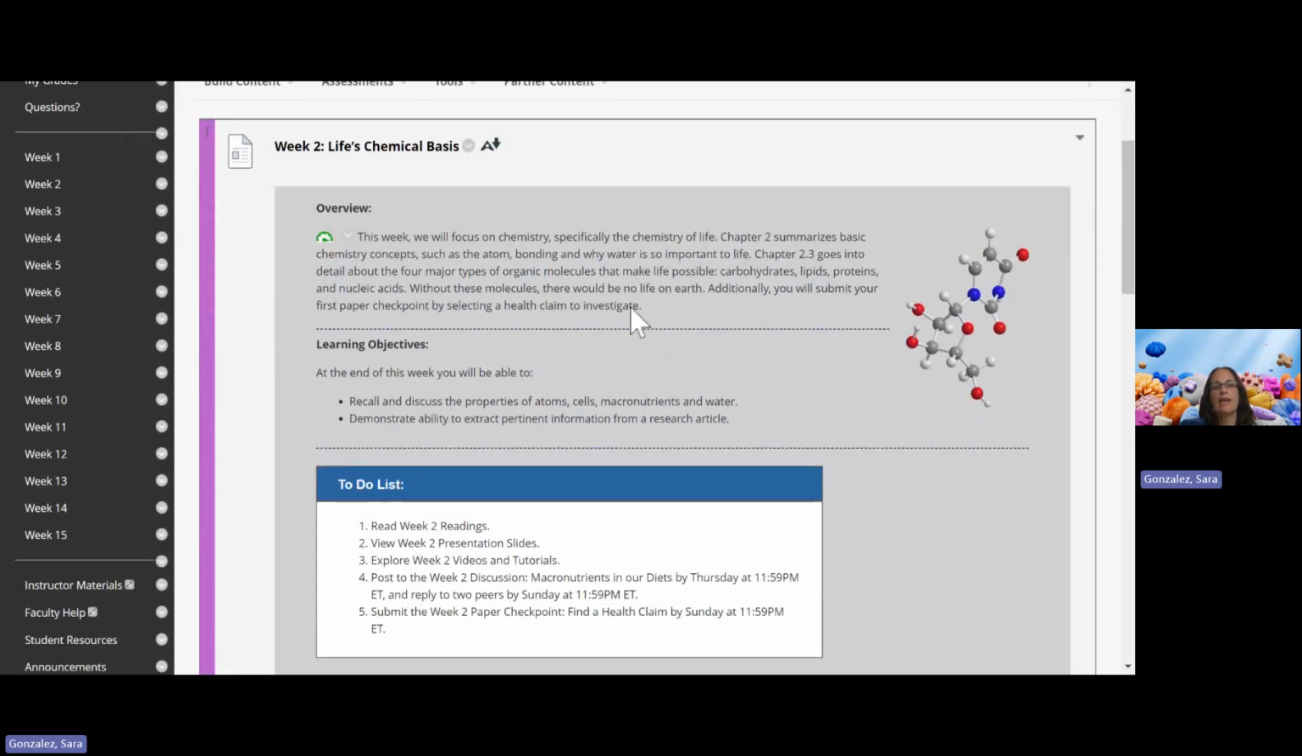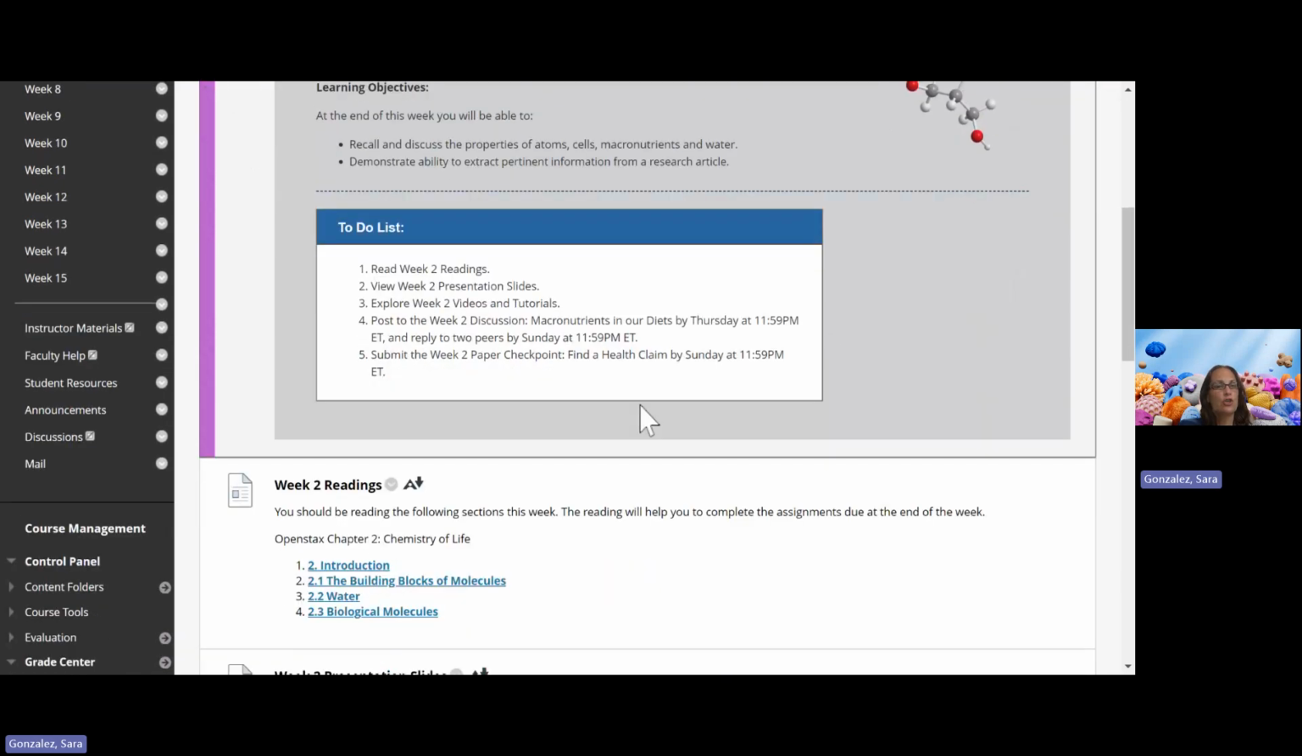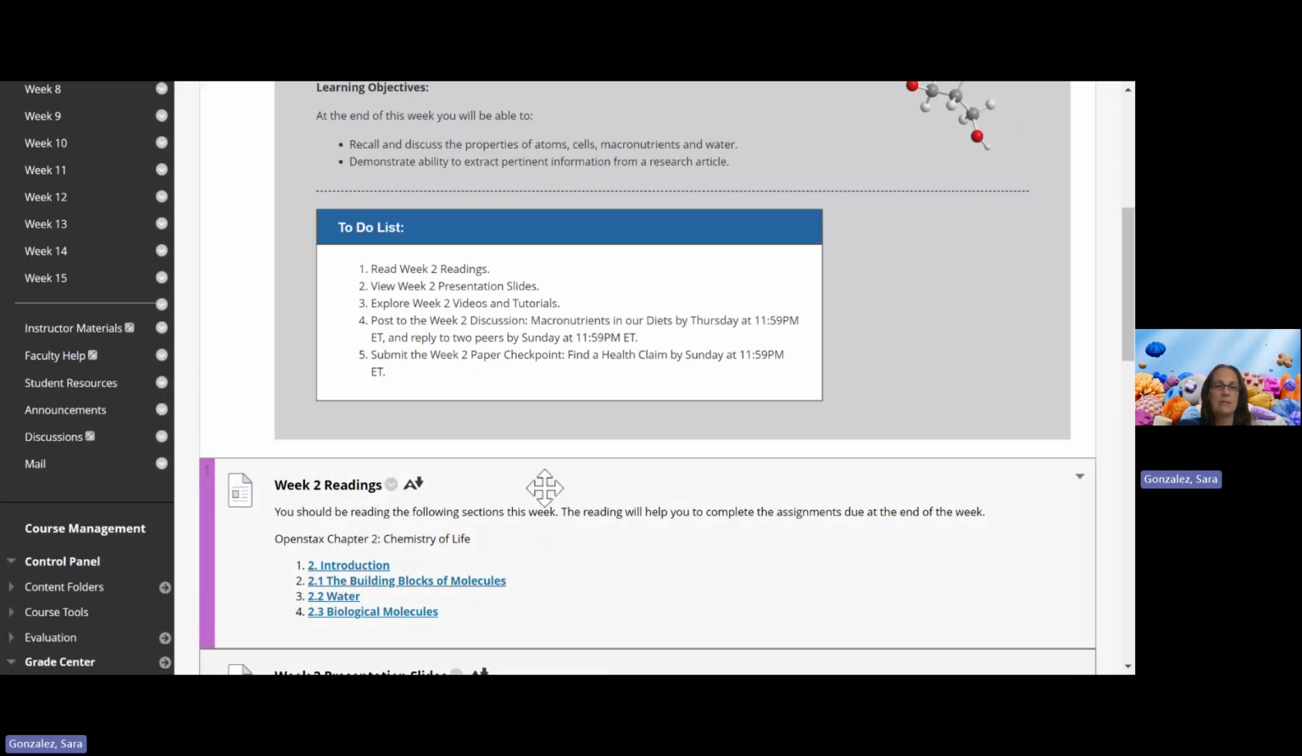Week 2 is looking at life's chemical basis. So we're going to be going over quite a bit of chemistry in a way, looking at lipids, carbohydrates, molecules, nucleic acids, and then kind of drawing all these things together to see how they support life here on Earth. So to do, again, make sure you go over the readings this week, the presentations, any of the videos, tutorials, and then complete the assignments.